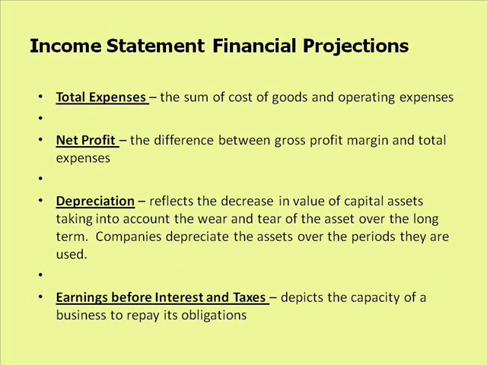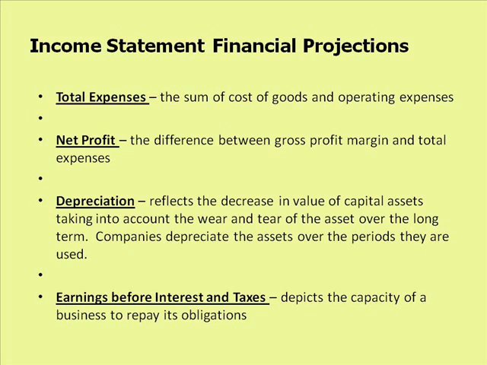Total expenses is the sum of the cost of goods sold plus the operating expenses. Net profit is the difference between the gross margin and the expenses. Depreciation reflects the decrease in value of the capital. Companies depreciate the assets over a period of time as they're used.